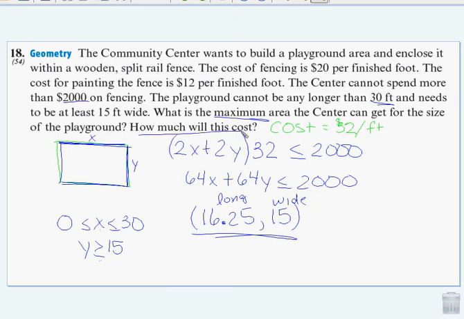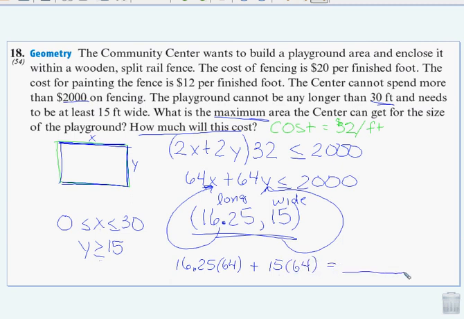So how much will this cost? Just plug this 16.25 into this, and plug the 15 into here and see what it spits out at you. 16.25 times 64, and then we've got 15 times 64, and figure out what that equals, and that number will be your cost. I'm going to let you do the math on that. I hope this was successful for you.